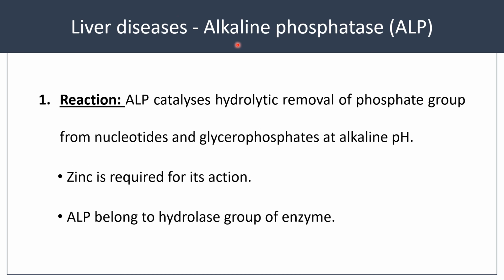So next, coming to alkaline phosphatase. Alkaline phosphatase, as the name suggests, is going to remove the phosphate, and it will work only in an alkaline environment. And from which molecule is it going to remove the phosphate? From nucleotides and glycerophosphate. Okay, and it is a metalloenzyme, so it requires zinc as its non-protein part, and it belongs to the hydrolase group of enzymes.